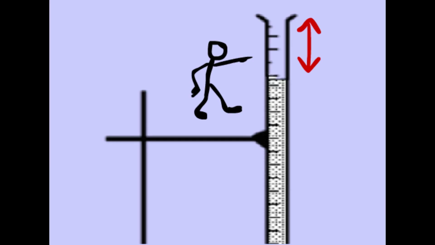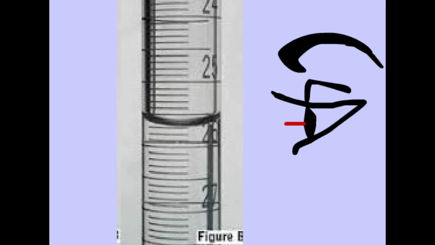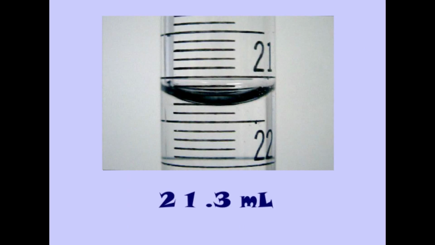Unlike a graduated cylinder, burettes are read by looking at the empty area in the burette above the liquid. The 0 ml mark is at the top of the burette instead of at the bottom. Once again, keep your eye level with the meniscus when taking the reading. For instance, the reading on this burette is 21.3 milliliters.